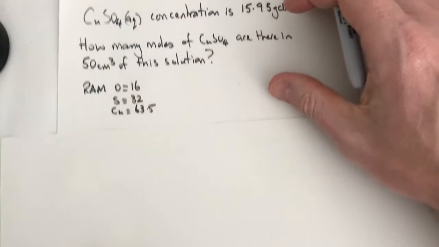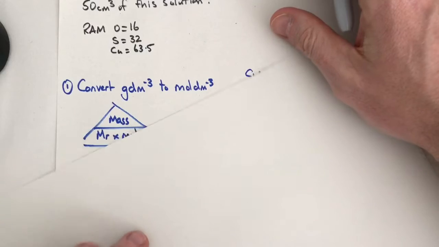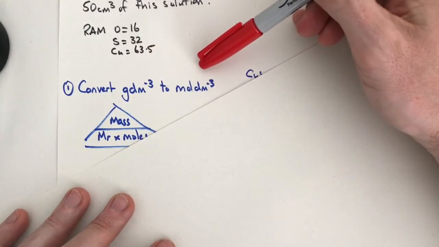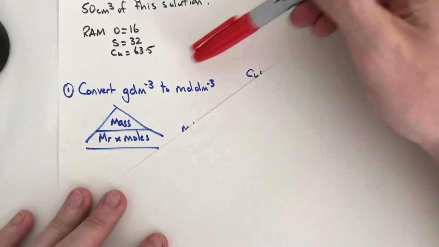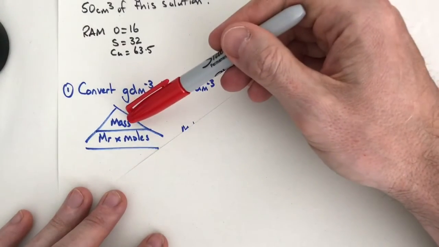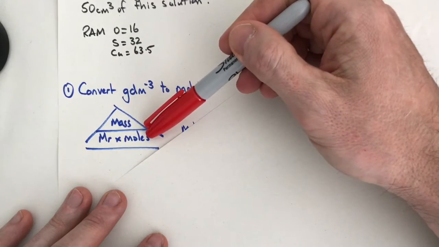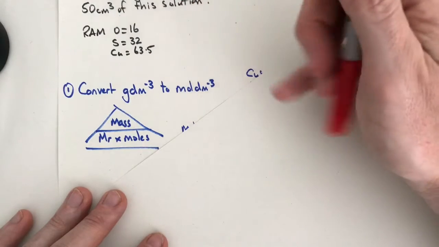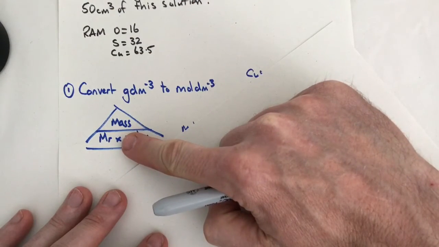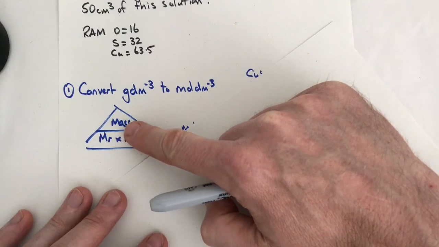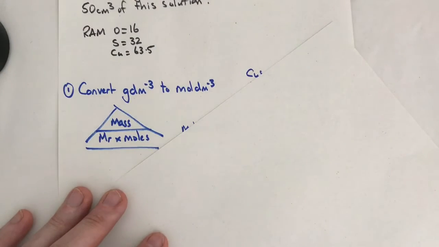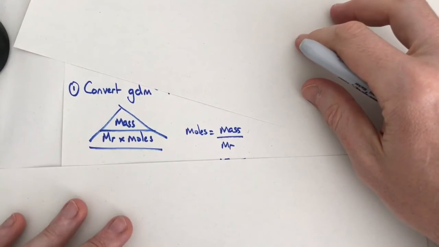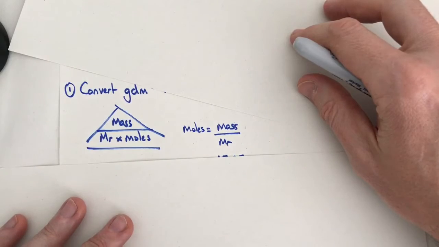Taking the two stages separately, stage one is converting grams per decimeter cubed to moles per decimeter cubed. To do that, I'm using this triangle, because it links mass in grams and moles. So Mr. and moles are underneath the mass. I'm being asked to find the number of moles. So if I cover this over, moles is the mass divided by the Mr. I'm just going to cover that bit over for a minute so we don't get too much information. That's what I've written here: moles is mass divided by Mr.